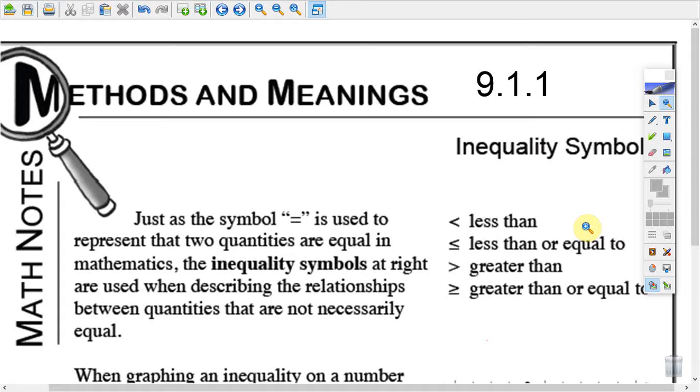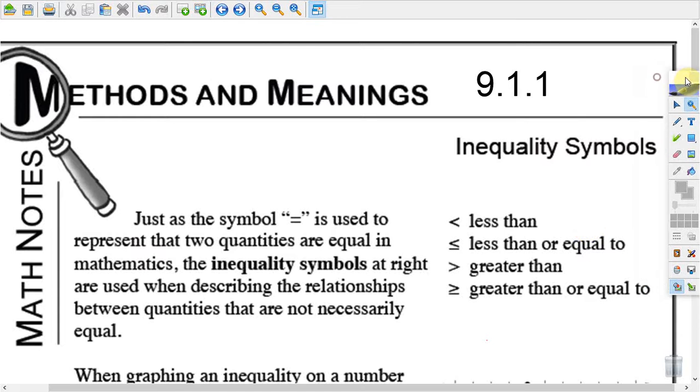Okay, just as the equals symbol is used to represent two quantities that are equal in mathematics, the inequality symbols at the right are used when describing the relationship between two quantities that are not necessarily equal. So we have four of them. We've got less than, less than or equal to, greater than, and greater than or equal to.